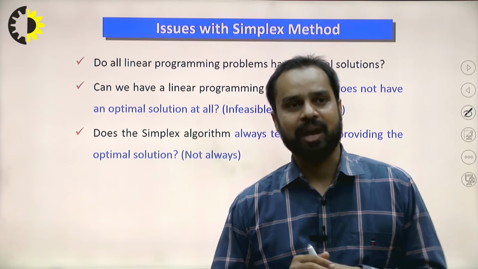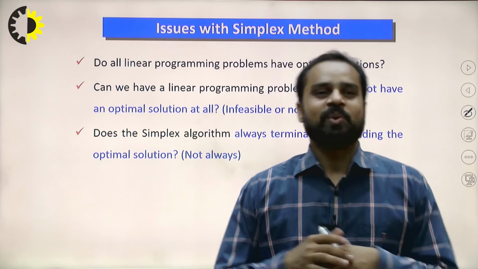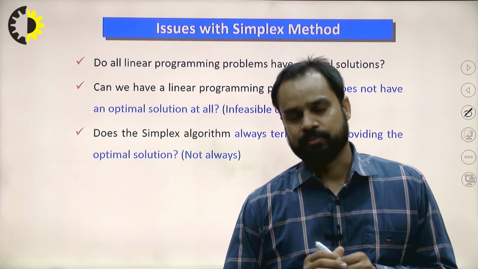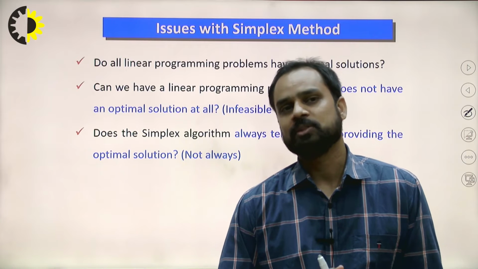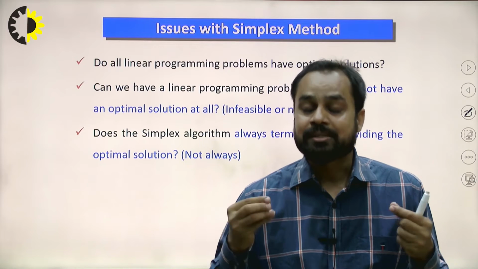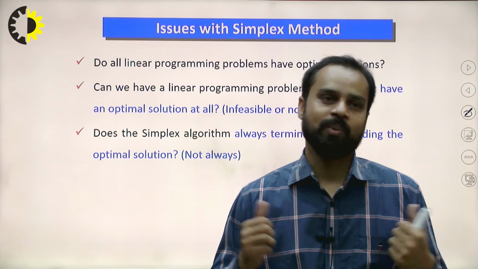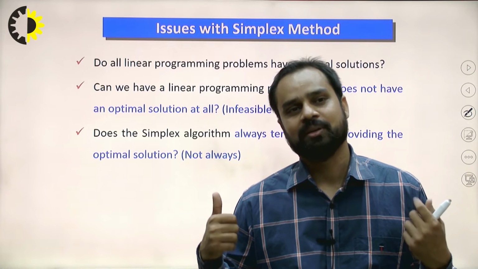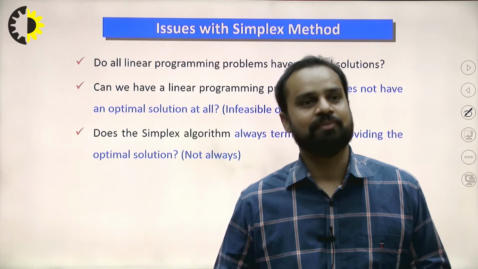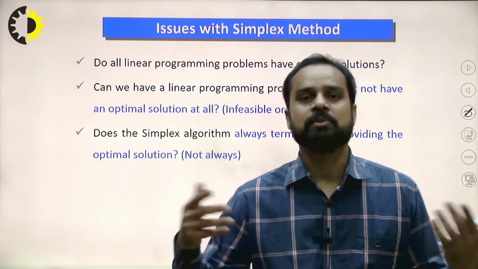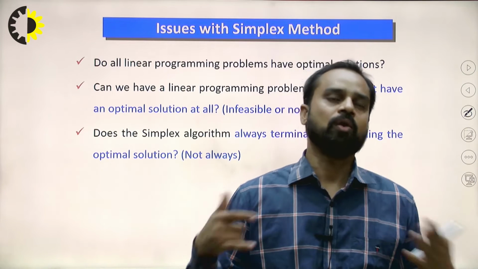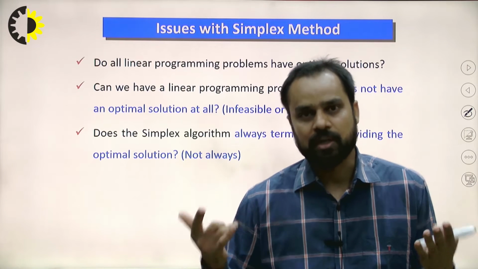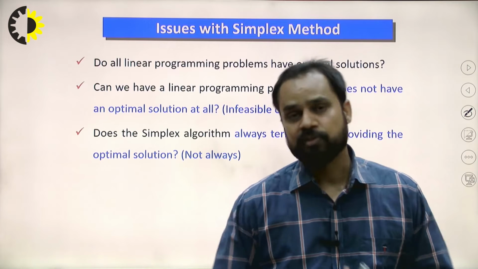The main issue is: do all linear programming problems have an optimal solution? It is not necessary that all problems have an optimal solution. Sometimes what happens, the problem is not framed properly, or there is a conflict and inconsistency in the constraints, so the problem has an infeasible solution.